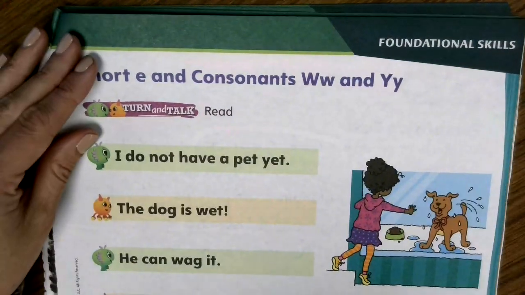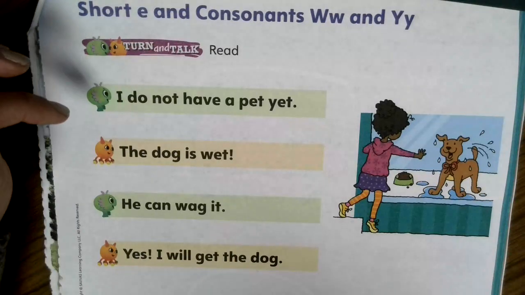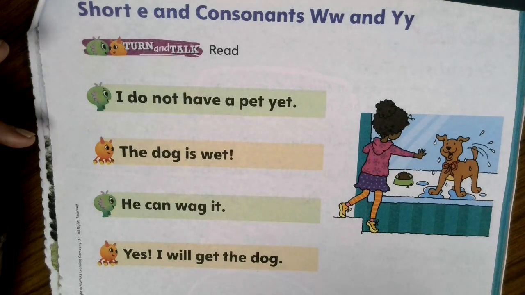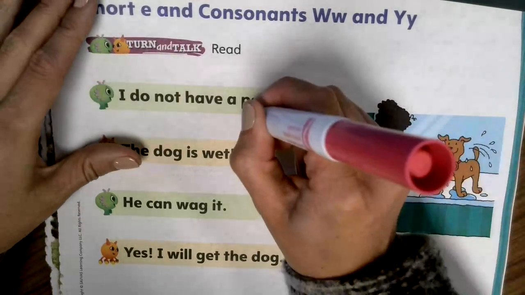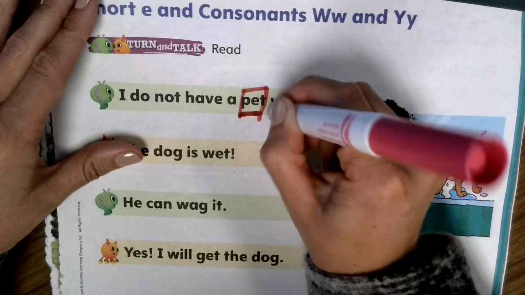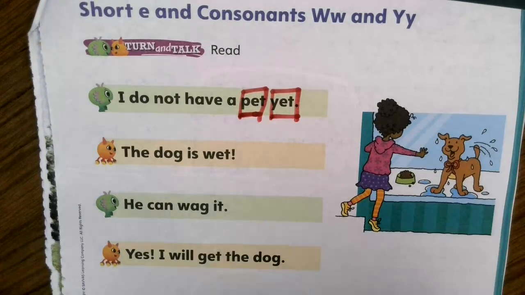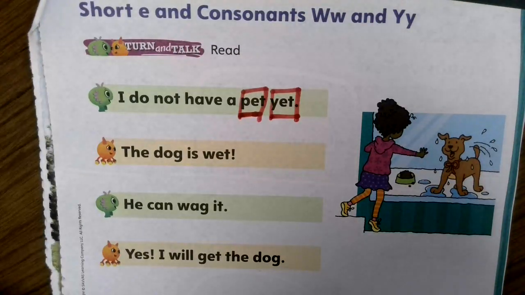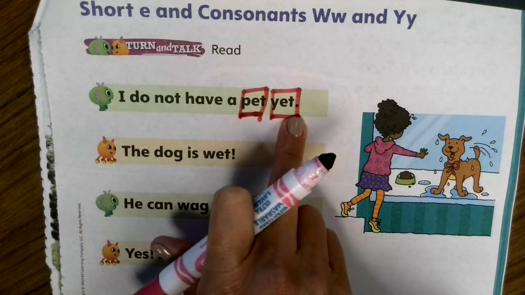And all you're going to be doing is reading these sentences at home. I will read them with you and then you can practice them. We're looking for the short E and the W and the Y again. So I do not have a pet yet, pet. So these two words I could underline because they both have the short E in the middle. And then this one has the Y at the beginning. So yet has the y sound and the short E sound in it. Pet yet. I do not have a pet yet.